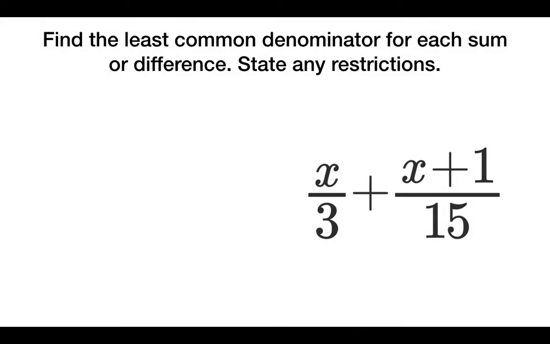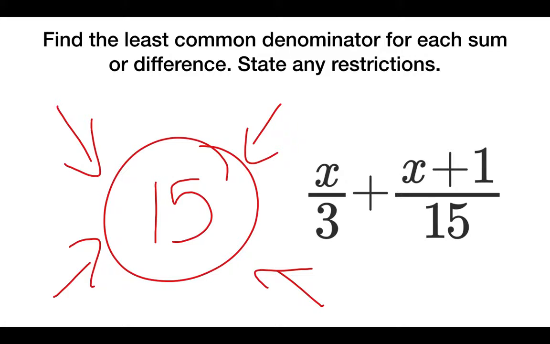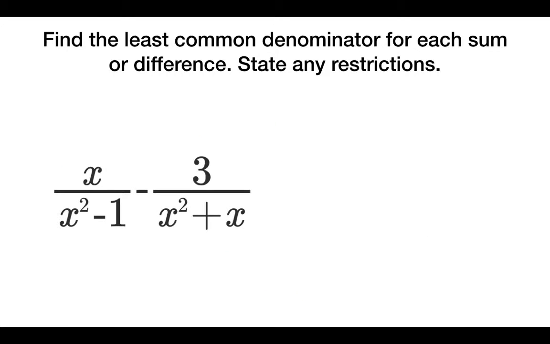All right, so now what we're going to do is find our least common denominator for each sum or difference and then state our restrictions. All we're doing here, notice, is finding the least common denominator. Do I have to multiply out all of this? No. I don't have to know that it ends up being 6x plus 1. All I need to know is that the least common denominator between 3 and 15 is going to be 15. That's really it.